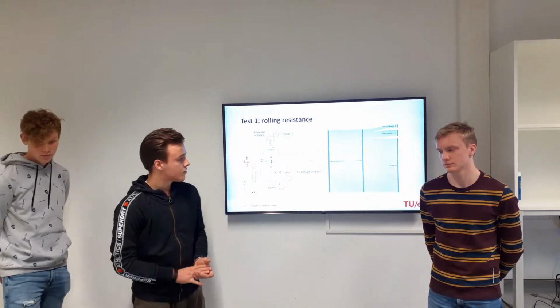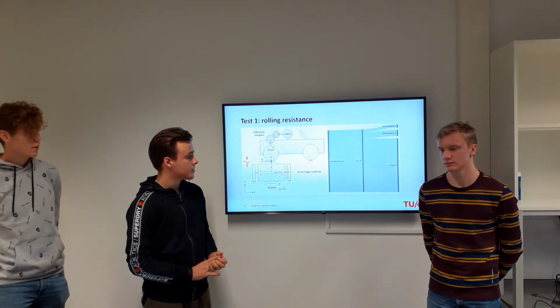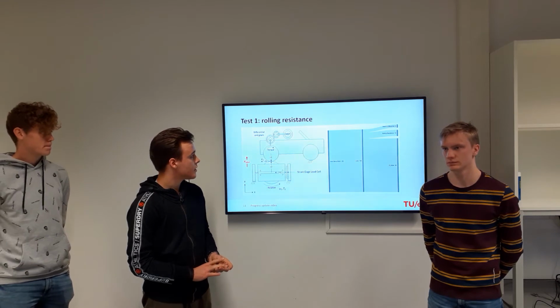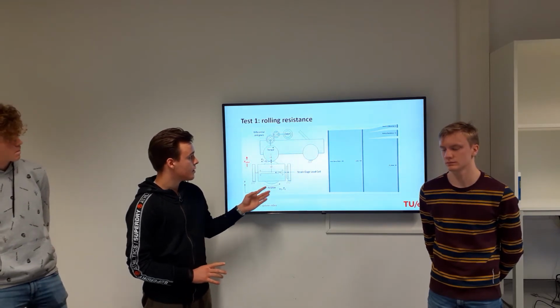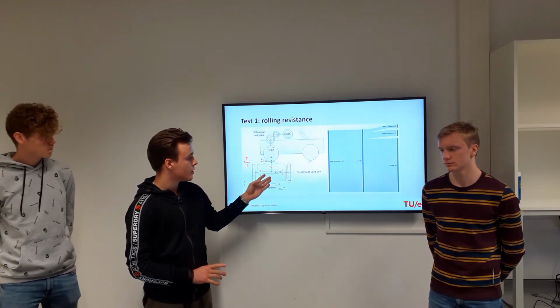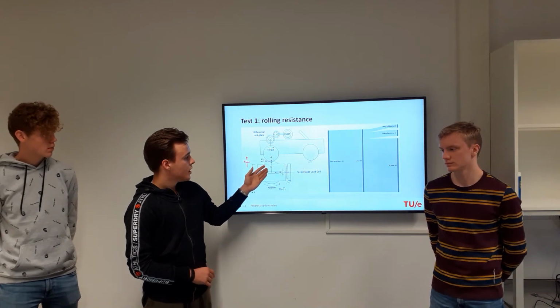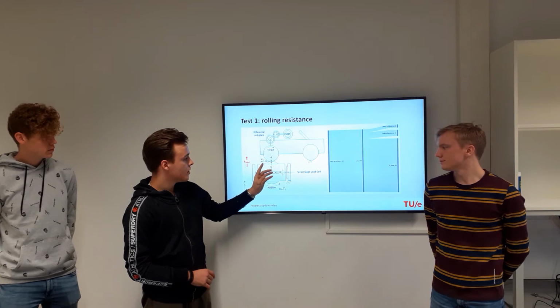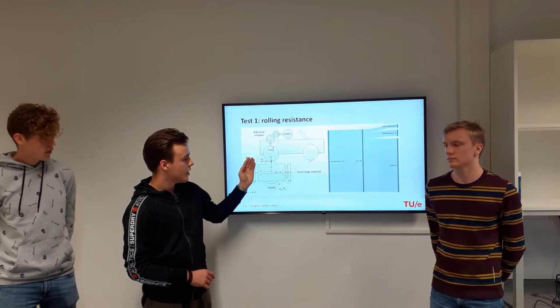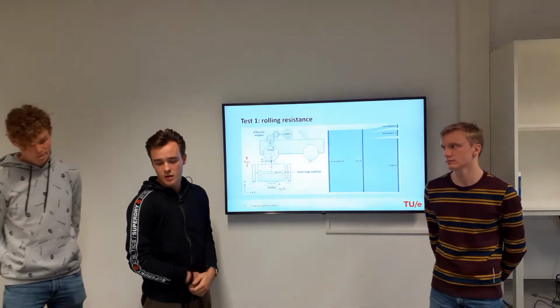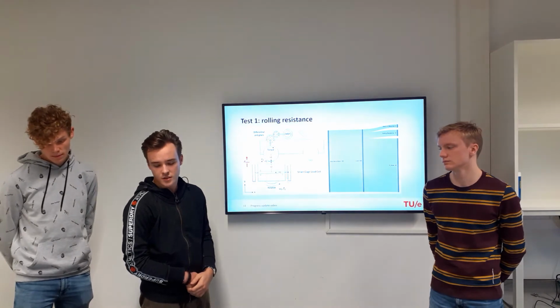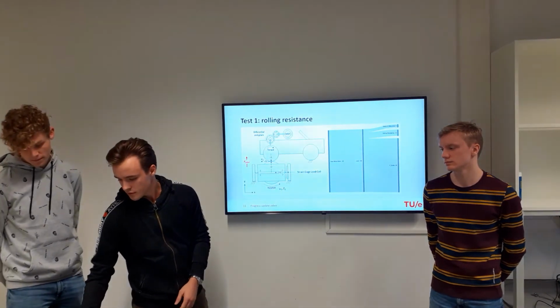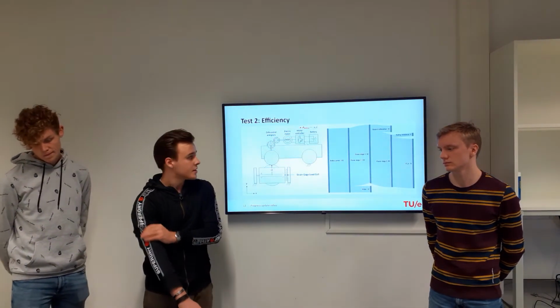So, to get a visual representation of the test, this is the third test where the engine is turning and the dyno is turning. On this, this is the dyno, this is the vehicle, this is rotating, and because of this you can calculate the rolling resistance of the car.